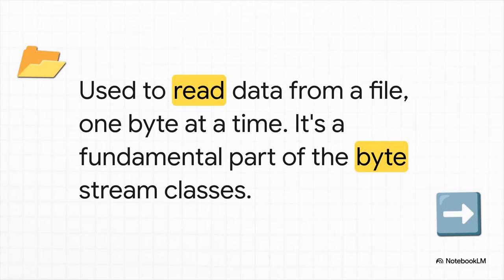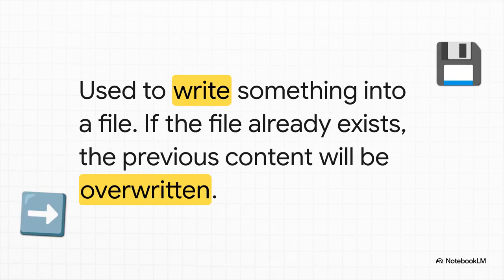First on the list, FileInputStream. This is your tool for reading raw data. It just connects to a file and lets you start pulling in that data, one byte at a time. Simple as that. And its partner, of course, is FileOutputStream. This is for writing that raw data out to a file.